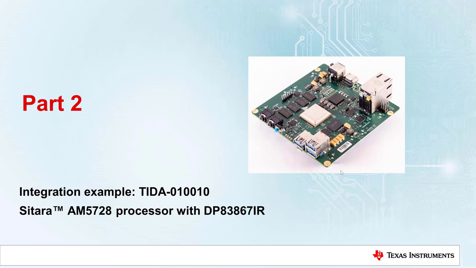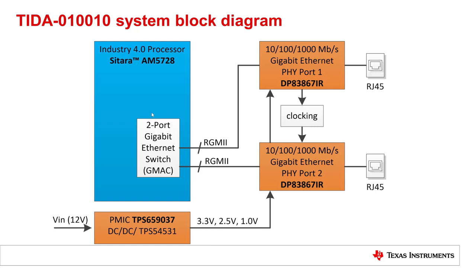Next is part 2 with an integration example of the TIDA-0110, which is the Sitara AM5728 processor with a DP83867IR Ethernet PHY. Let's look at the system block diagram. On one hand, you have the AM5728 application processor, which has an inbuilt 2-port gigabit Ethernet switch. It's also referred to as GMAC. It's connected over the RGMII interface to the Ethernet PHYs.